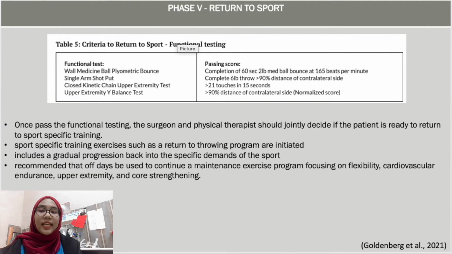The last phase is return to sport. The criteria needed to return to sport are being able to do wall plyometric bounce, single arm shot put, CKC upper extremity test, and upper extremity Y balance. When the tests are passed, the surgeon and physiotherapist decide if the patient is ready to return to sport.